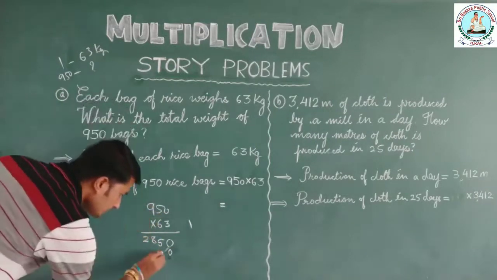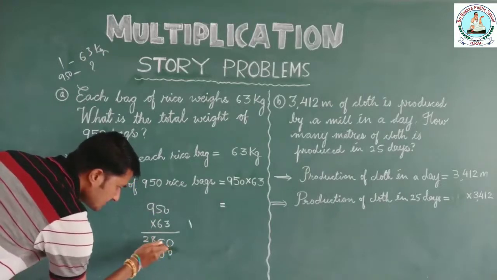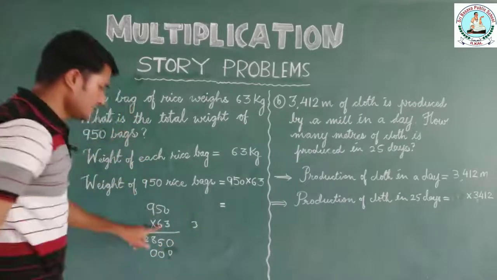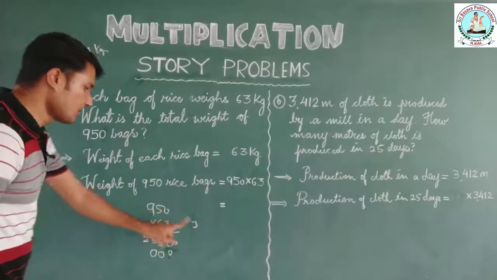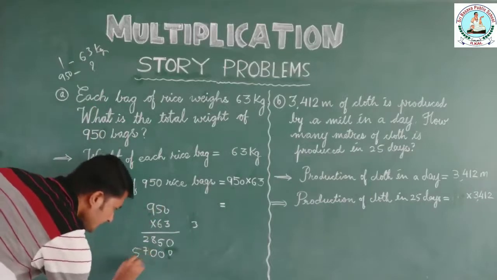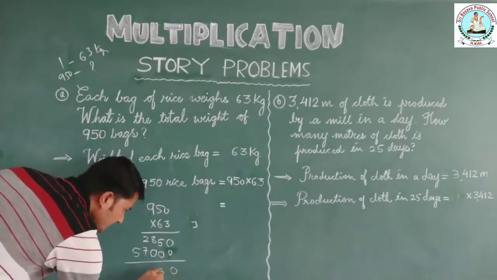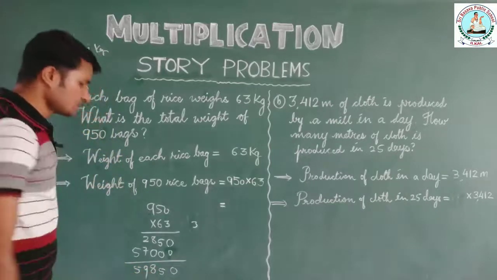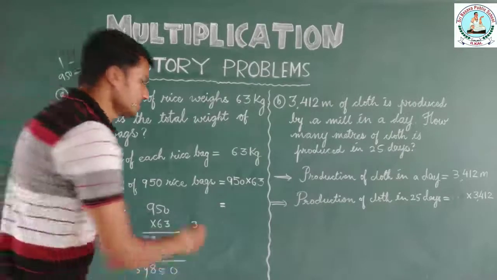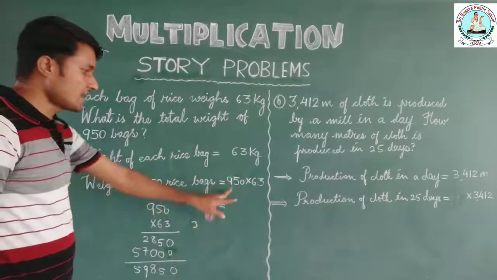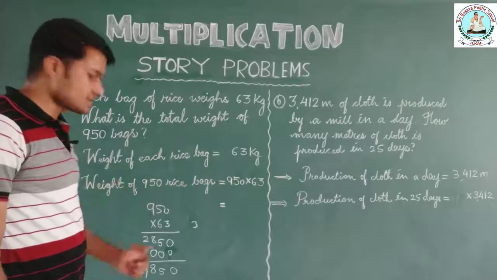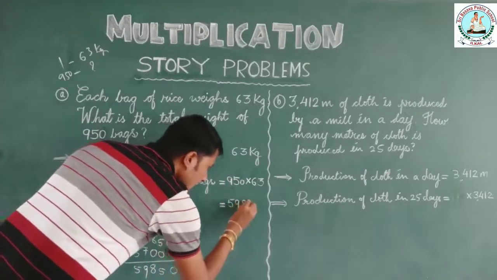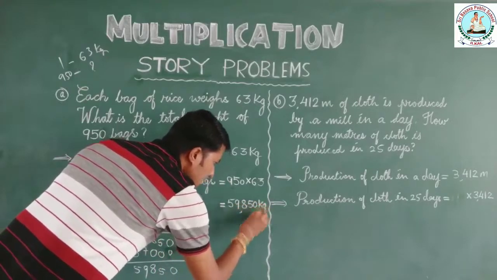6 times 0, 0, right? So 6 times 0 is 0, then 6 times 5 is 30. So 3 carry, then 6 times 9 will be 54 plus 3. So it is 57. So just add everything. So it is 5, 8, 9, it is 5. So 59,850 kgs. So the total weight of 950 such rice bags is how much? 59,850, and the unit must be kg.